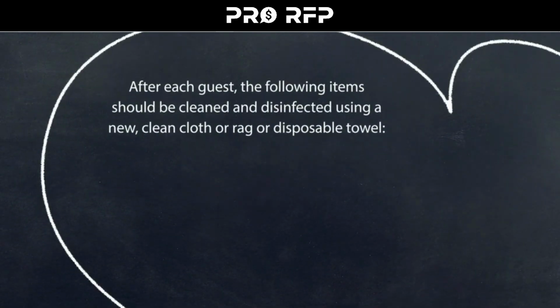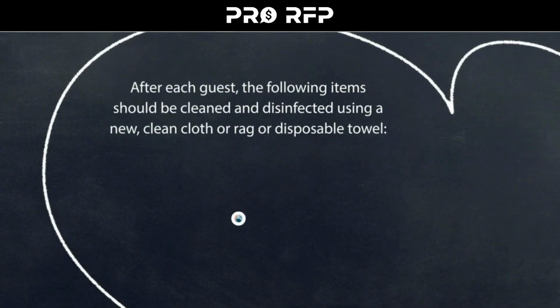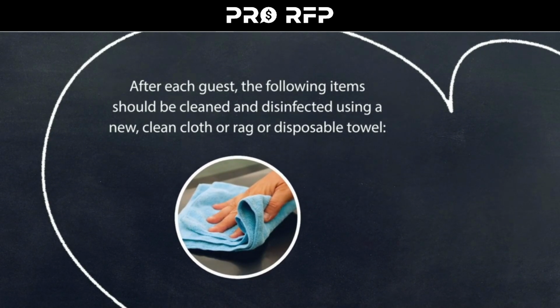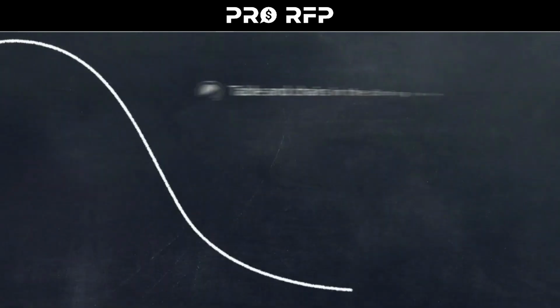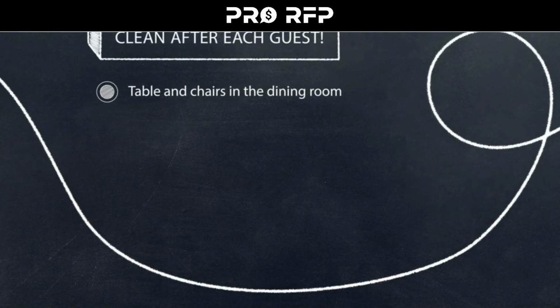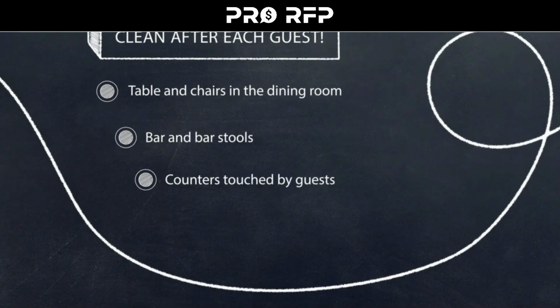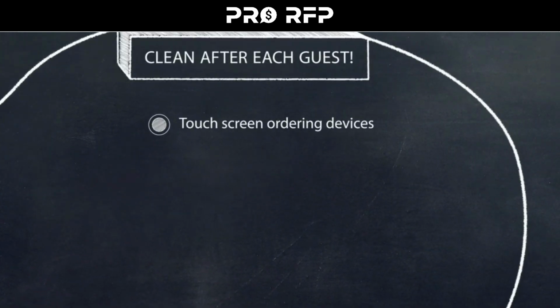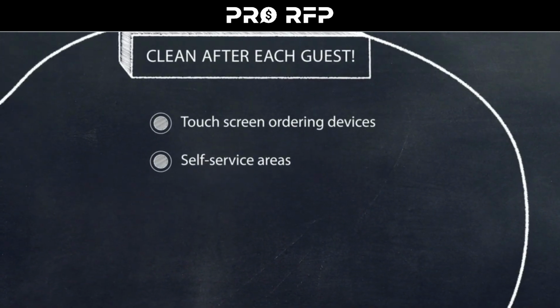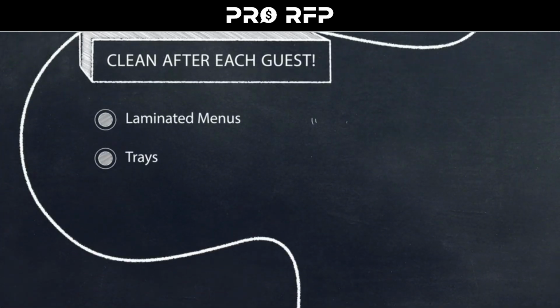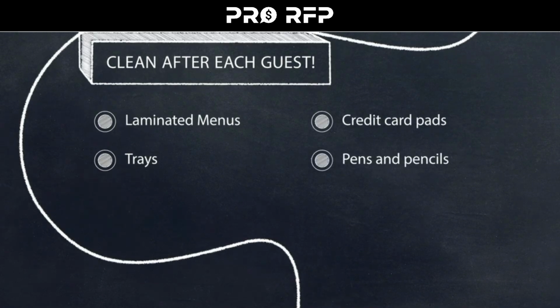After each guest, the following items should be cleaned and disinfected using a new clean cloth or rag or disposable towel: tables and chairs in the dining room, bar and bar stools, counters touched by guests, touchscreen ordering devices, self-service areas, table condiments, tabletops, laminated menus, trays, credit card pads, pens and pencils.